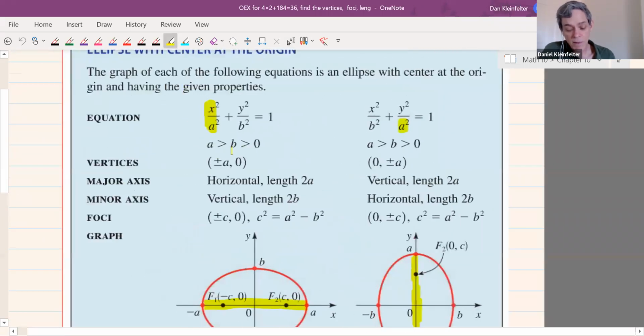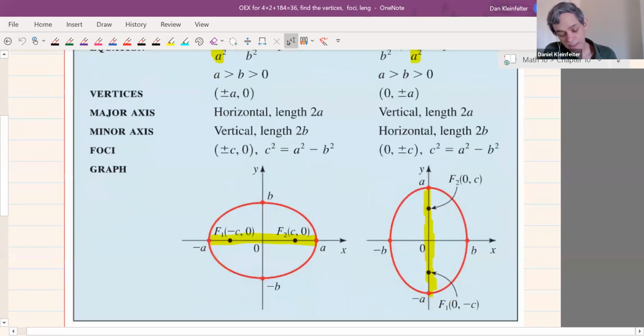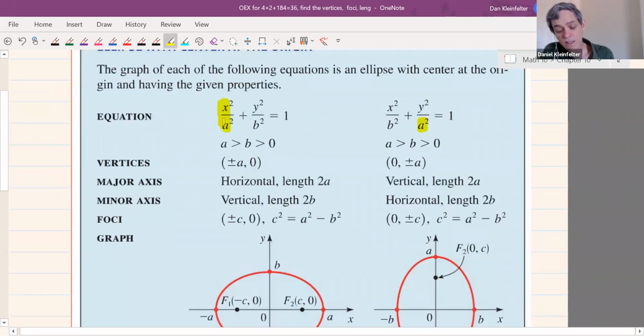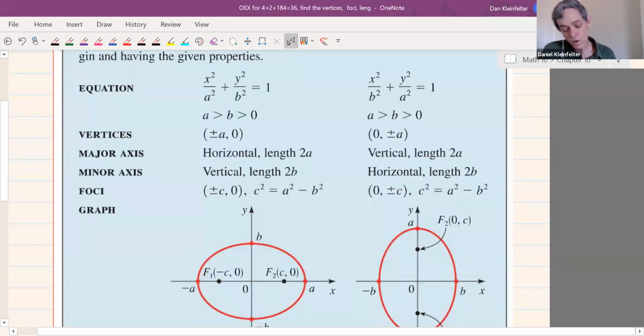Okay, and then just remember A and B. A is always bigger than B. Okay, so then moving on, where do the vertices have to be? Remember that the vertices are the endpoints of the major axis, right? And so on this one where it's wider than it is tall on the left, that means that the y coordinates have to be 0, right?